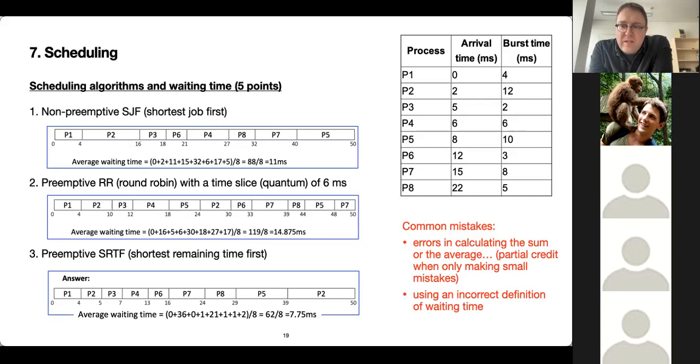Interesting again is common mistakes. Typically errors in calculating the sum or the average. If you made a small mistake like omitting a number, you got partial credit. Or you just didn't read the question correctly because you used something else as a waiting time instead of what we indicated.